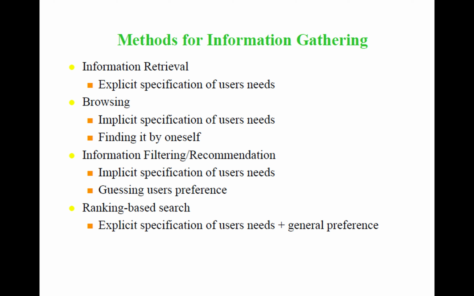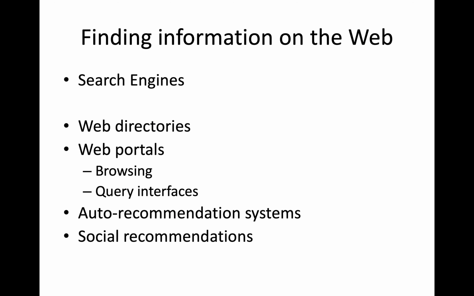So this is how we can gather information on the web. We could use search engines, web directories, web portals, auto recommendation systems, social, and also social recommendation to find the information that we need.